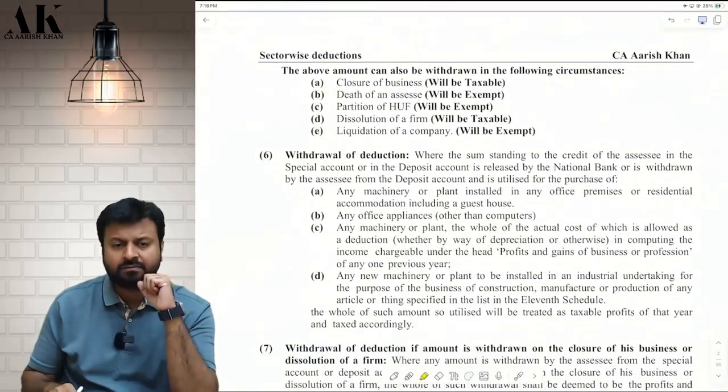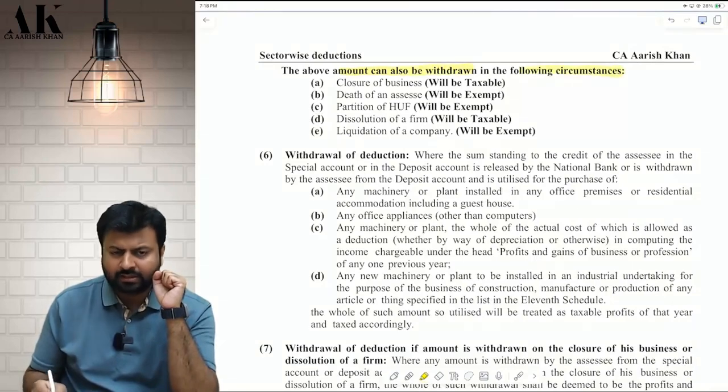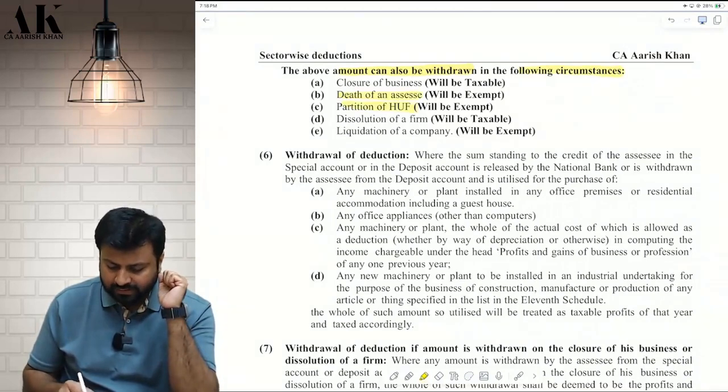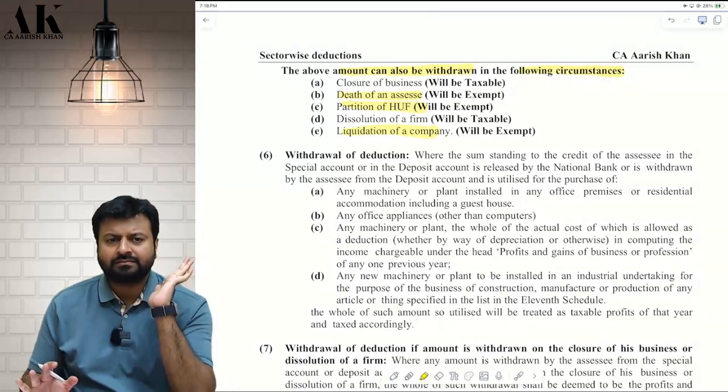However, the above amount can also be withdrawn in the following circumstances. Are you clear? Out of which these three are exempt, rest of the two are taxable. Is everyone 100% clear with this?